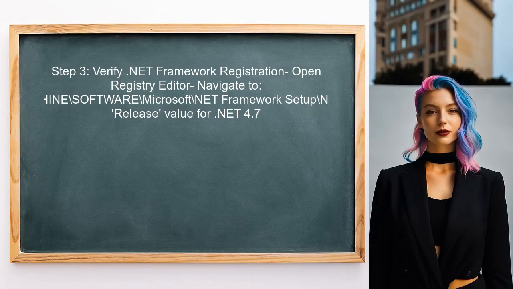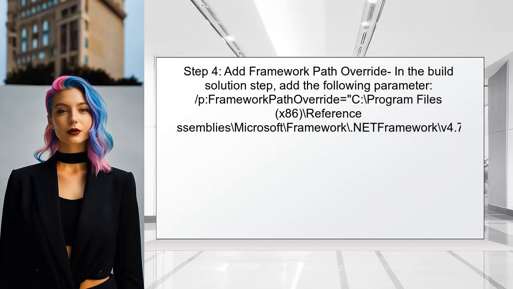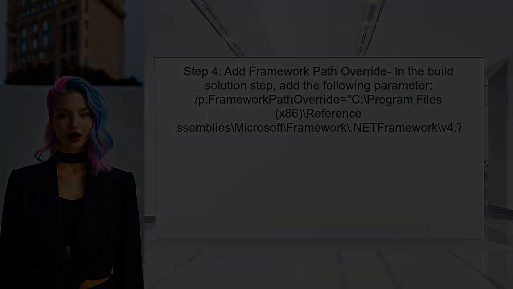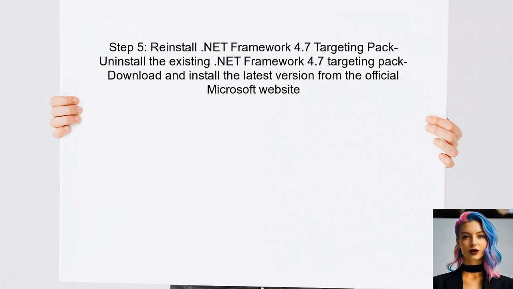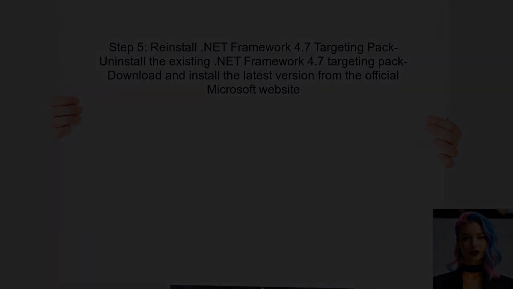Next, the user should verify that the .NET Framework 4.7 is properly registered in the system. They can do this by checking the registry key and ensuring it points to the correct location. If the registry is correct, the user can manually add the path to the build solution step. This can help Visual Studio locate the .NET Framework 4.7. Finally, if the issue persists, the user may consider reinstalling the .NET Framework 4.7 targeting pack. This can ensure that all components are correctly installed.